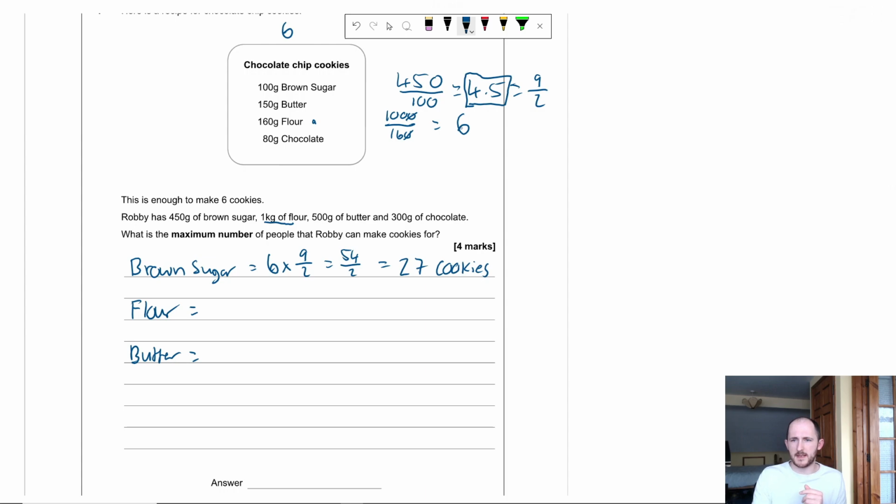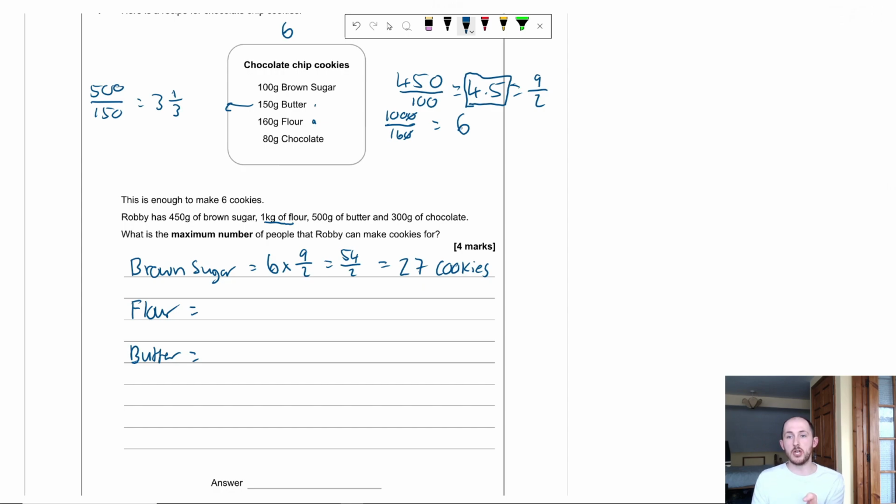Okay, 500 grams of butter. We have 150. Cool. So now what is 500? Let's do it on this other side. Divided by 150. Well, that goes in 3 times fully, right? 150, 300, 450. Then I'm left with 50 over 150. So that's 3 1/3 times.